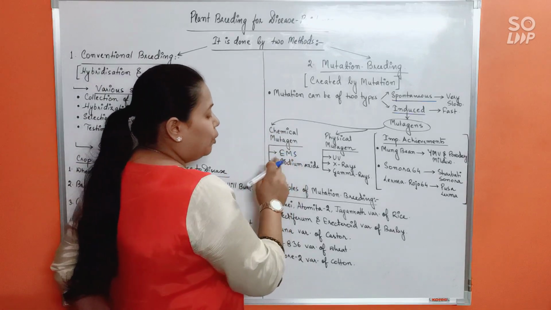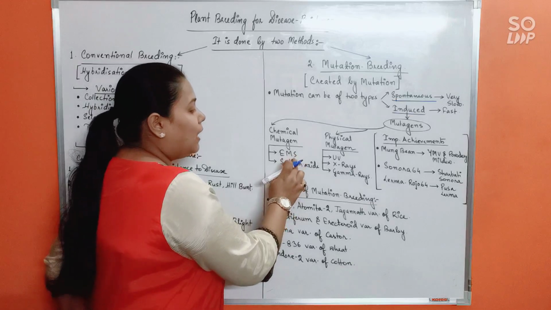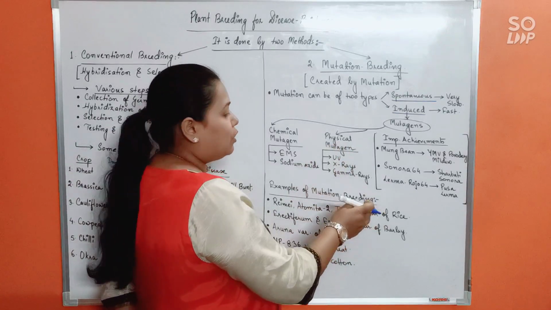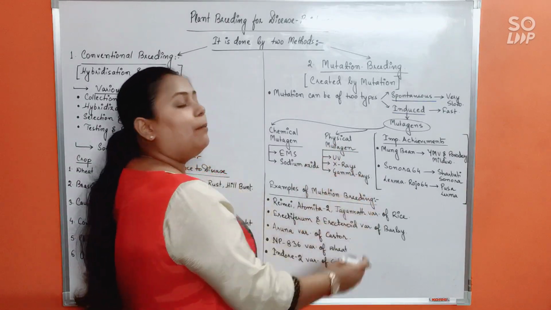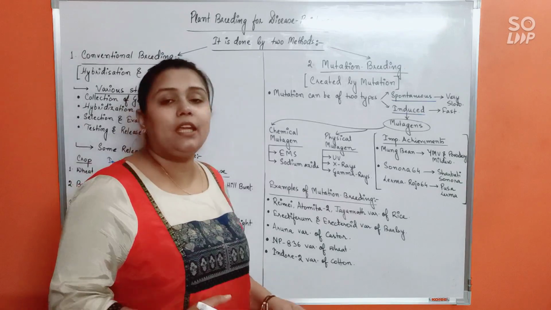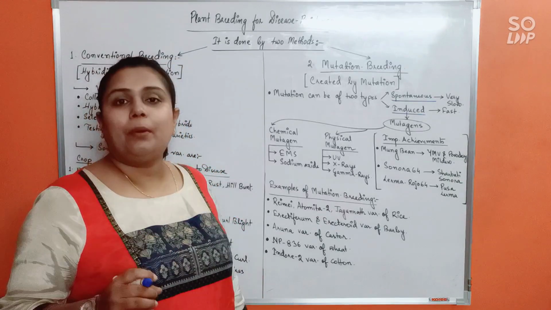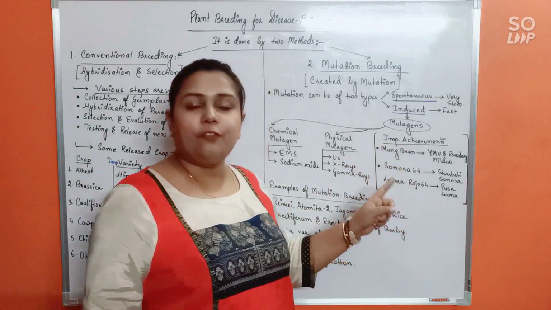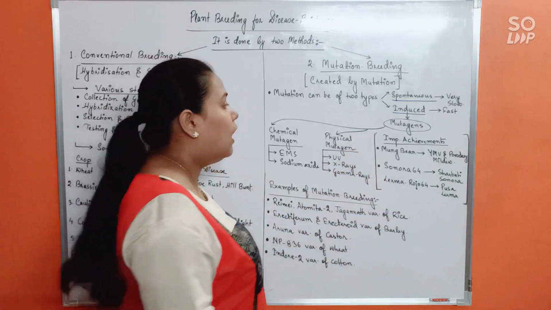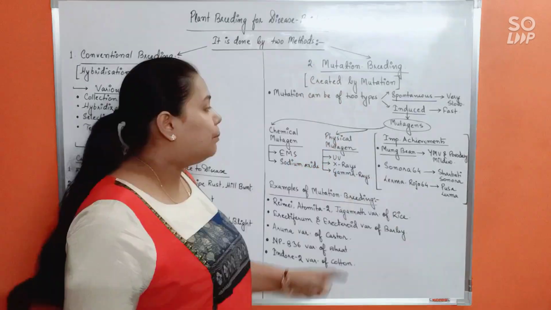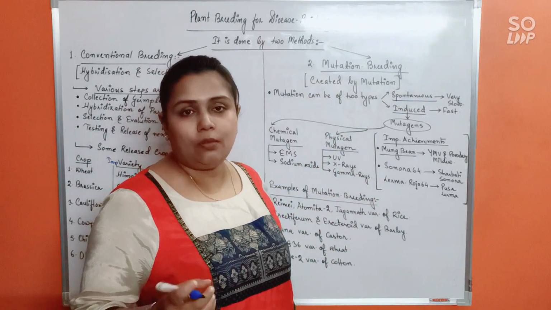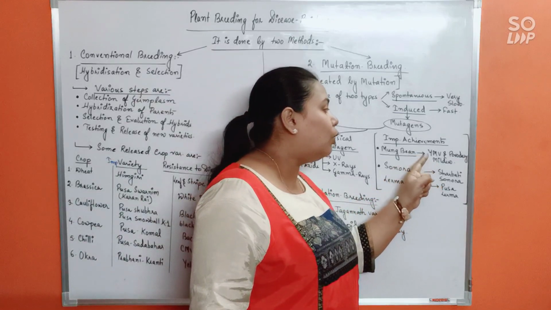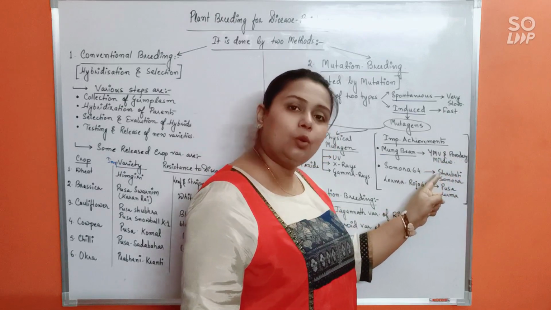So the most commonly used chemical mutagens are EMS, ethyl methane sulfonate, and sodium azide, whereas physical mutagens are various radiations like UV, X-ray, gamma ray, etc. By introducing these mutagens, or by altering the genotype of a crop plant, the most important achievement of mutation breeding so far is in mung bean. In mung bean, by inducing mutation with mutagens, we have made it disease resistant to yellow mosaic virus and powdery mildew.